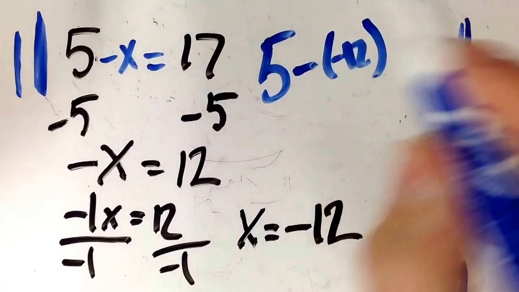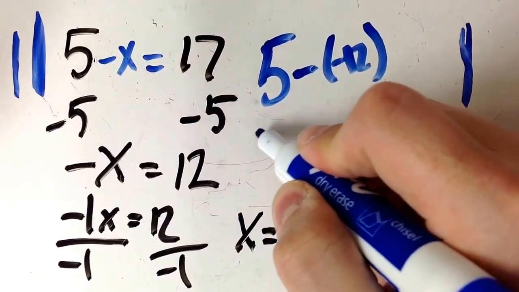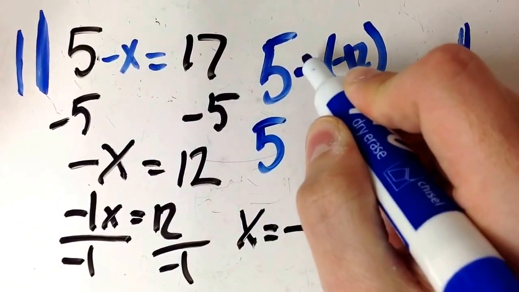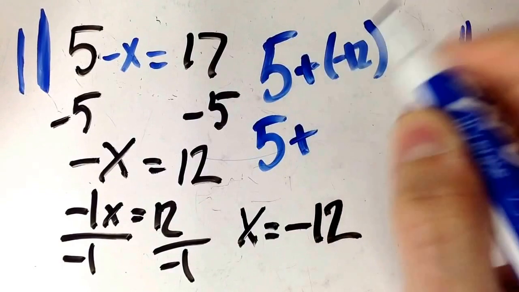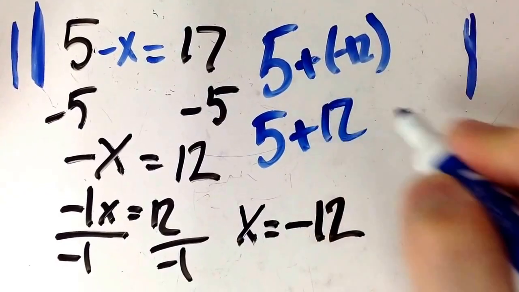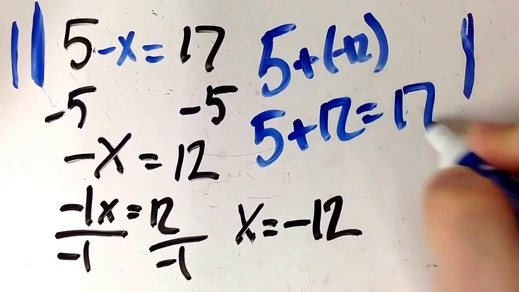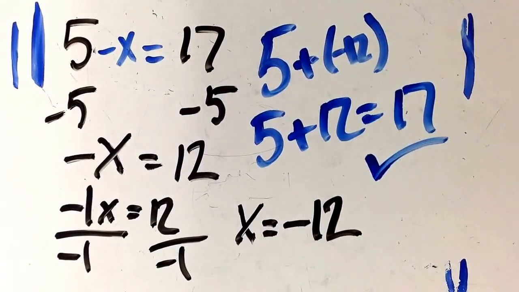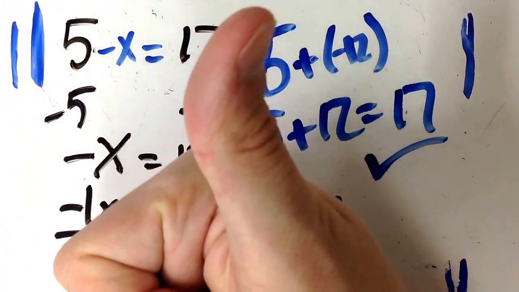Again, instead of subtracting, what I like to do is add the opposite. So I would do 5 and add the opposite. What's the opposite of negative 12? Positive 12. 5 plus 12 does equal 17. So this problem does check out. That's the thumbs up for you.